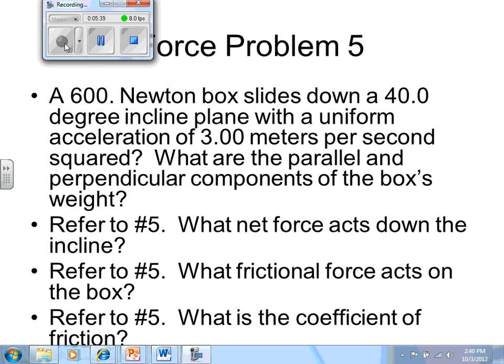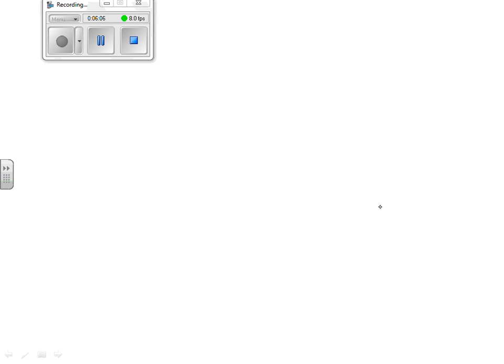All right, so here's problem 5. In problem 5, we've got a 600 Newton box sliding down a 40-degree incline. It's got a constant acceleration, uniform acceleration of 3 meters per second square. We want to know the components of the box's weight. We want to know the net force, the frictional force, and the coefficient of friction. So let's go to another slide. Draw this out first of all, and then we'll go from there.